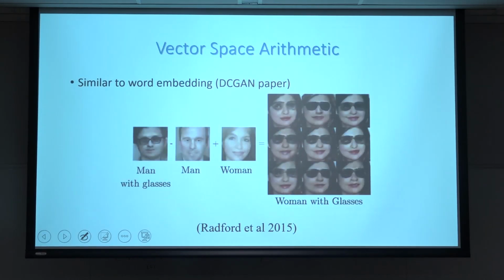You may have heard, or I showed you in the introduction, that in the space of words you can do arithmetic. You can add, like king minus man plus woman is queen. So in this paper, you can do the same thing in the space of images. This man with glasses minus a man without glasses plus a woman, and the output is the same woman with glasses.